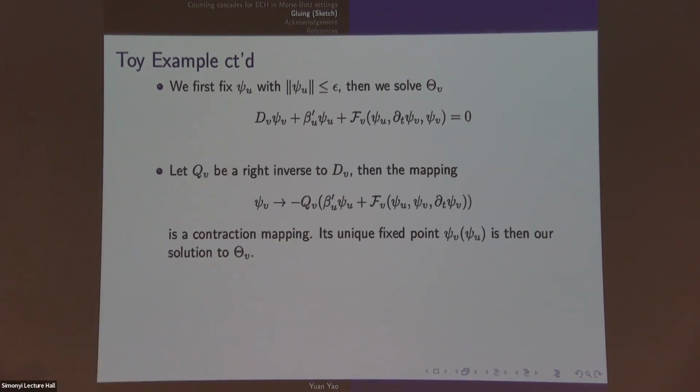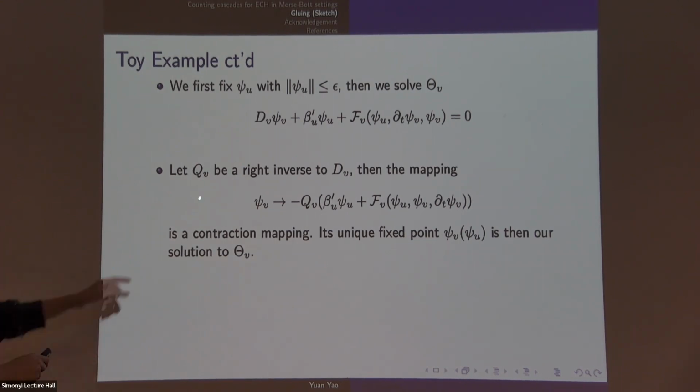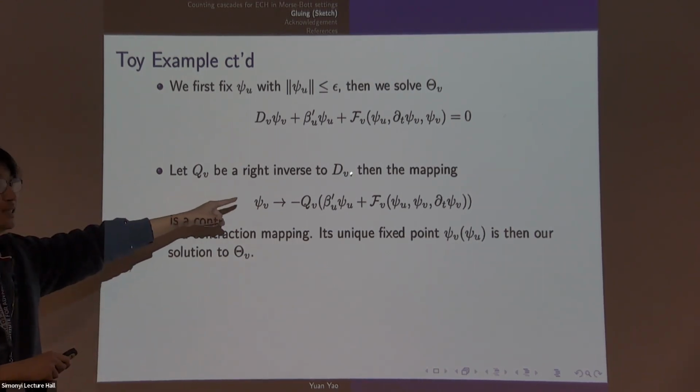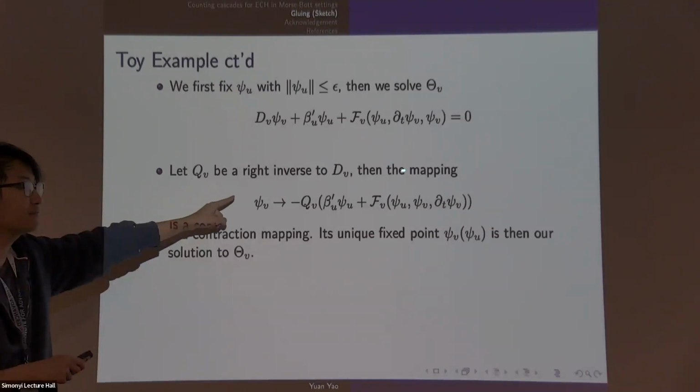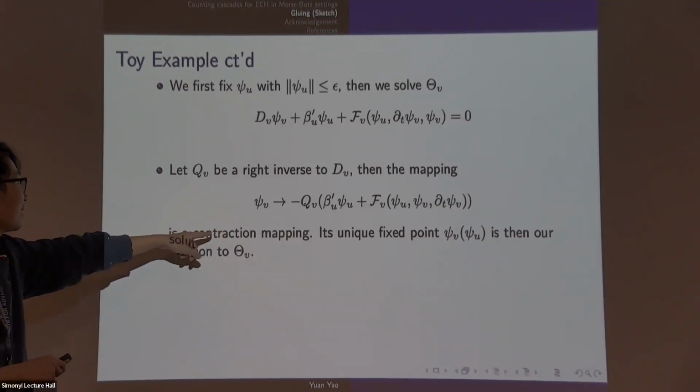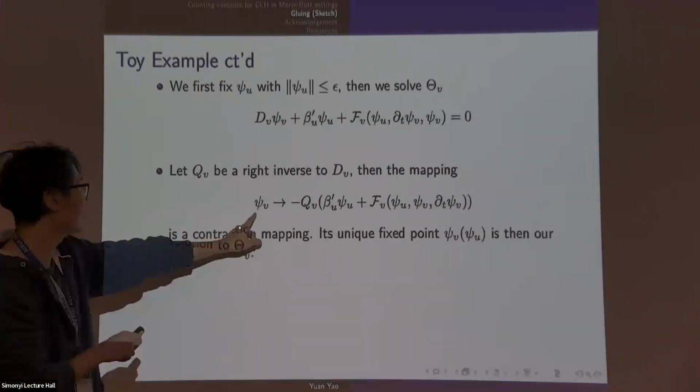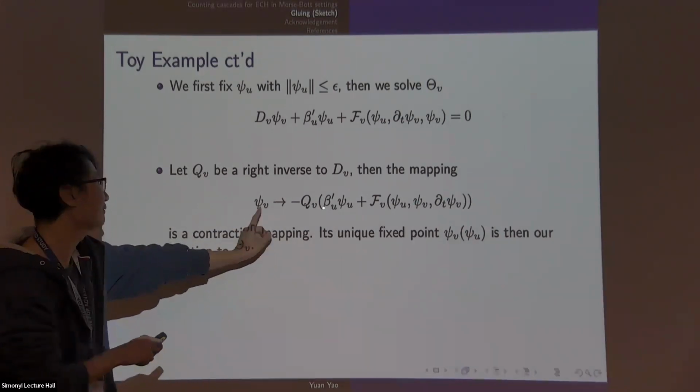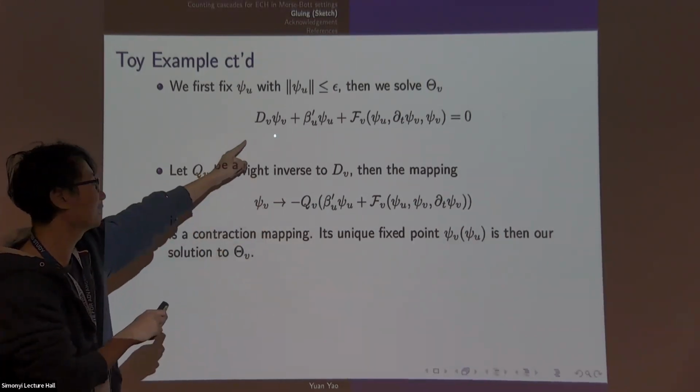So this is done with a contraction mapping principle. Let Q of V be a right inverse to D of V, and then this map has a fixed point, and therefore this equation has a solution.